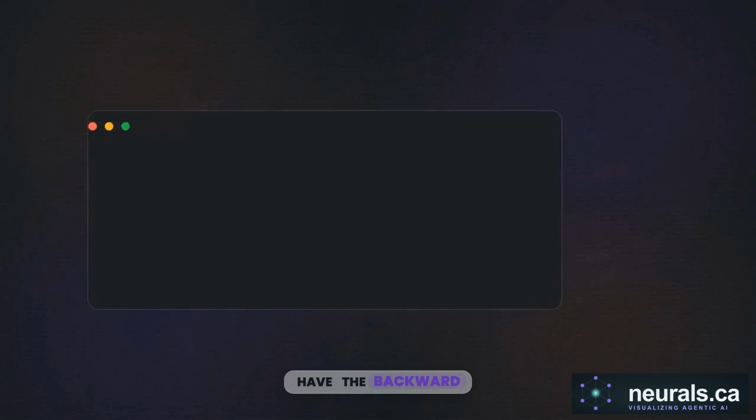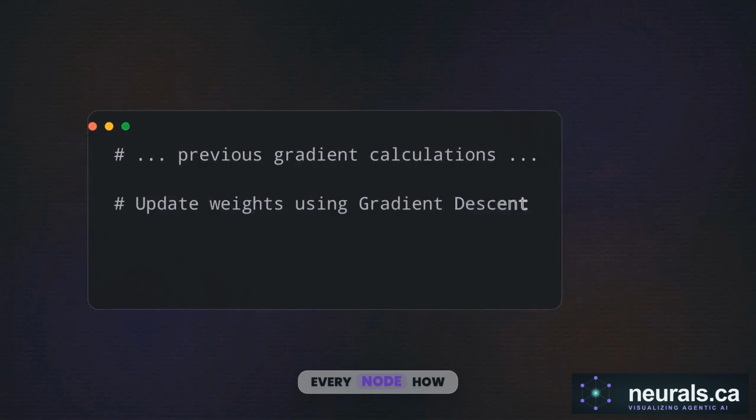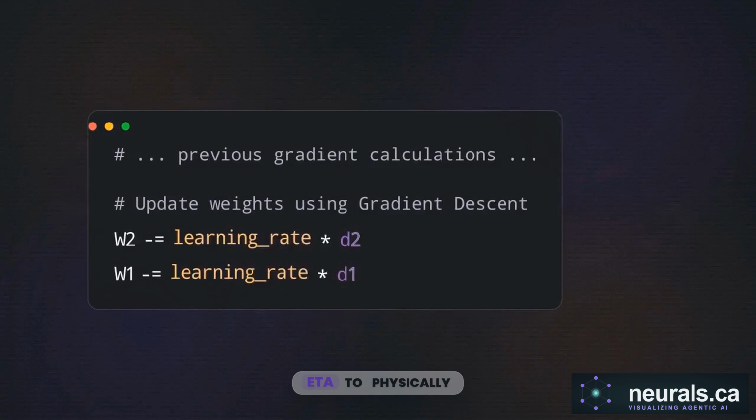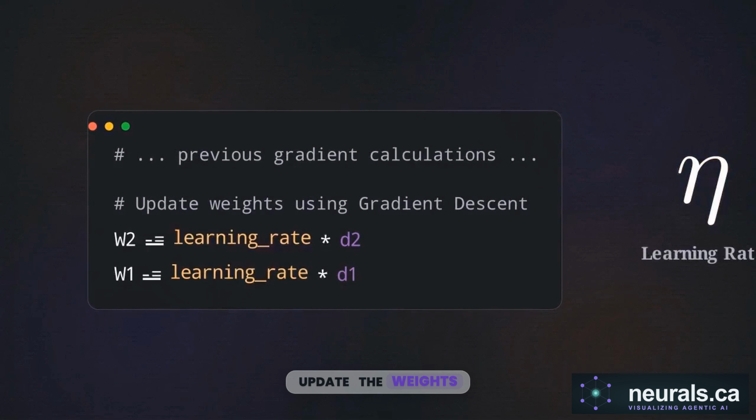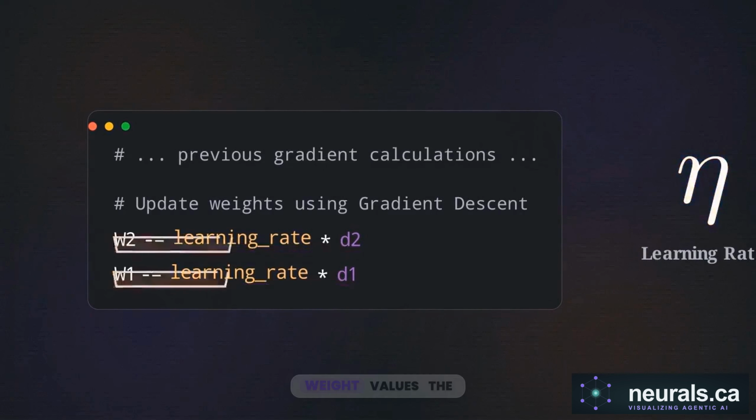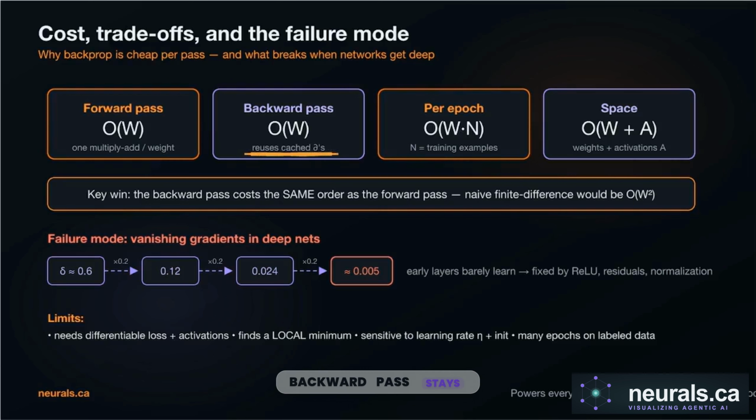We have the backward error signals for every node. How do we use our learning rate, eta, to physically update the weights? We subtract the gradient, scaled by the learning rate, from the current weight values. The backward pass stays efficient because it reuses the hidden activations we already stored in memory during the forward pass.